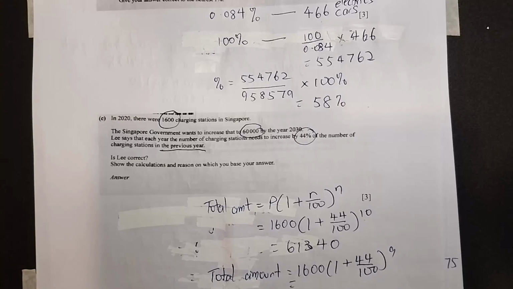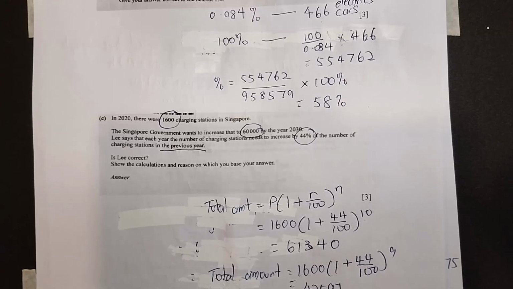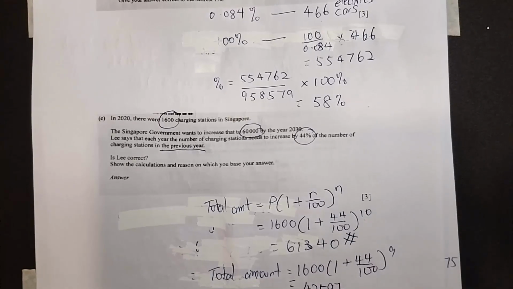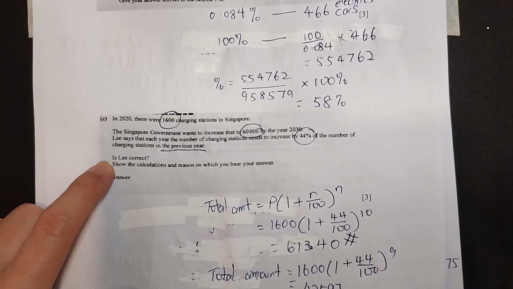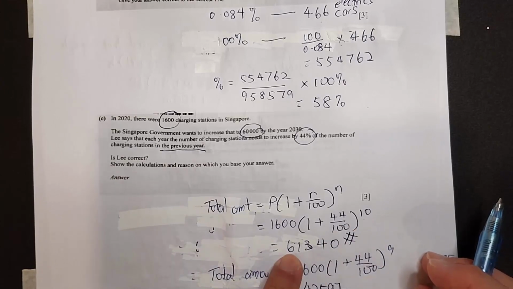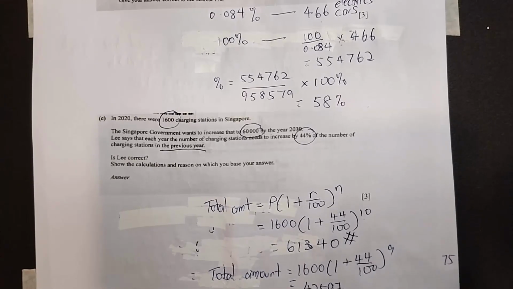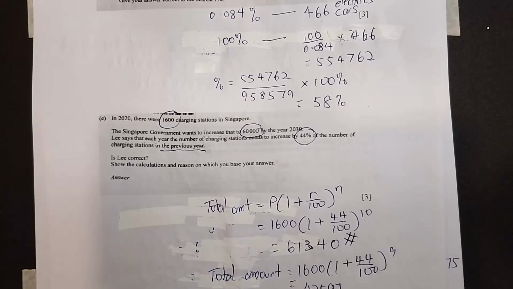All right, so this part is not necessary, just to show you. When we have the 9th year, it is actually 42,597. So on the 10th year, we will hit 61,340. So Mr. Lee is correct. If we have 44% in 10 years, we will reach more than 60,000 of the previous year. So yes, Mr. Lee was correct. Okay, and that's all for the holiday homework.